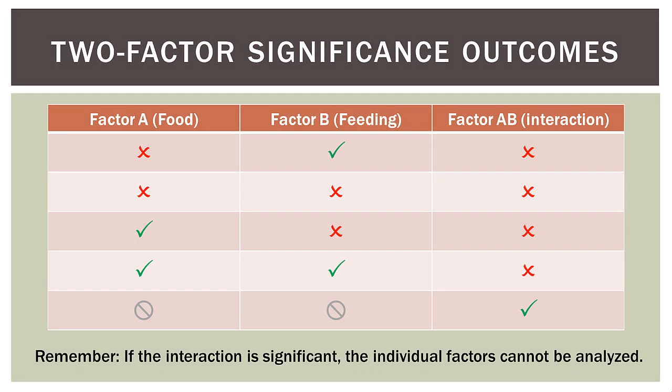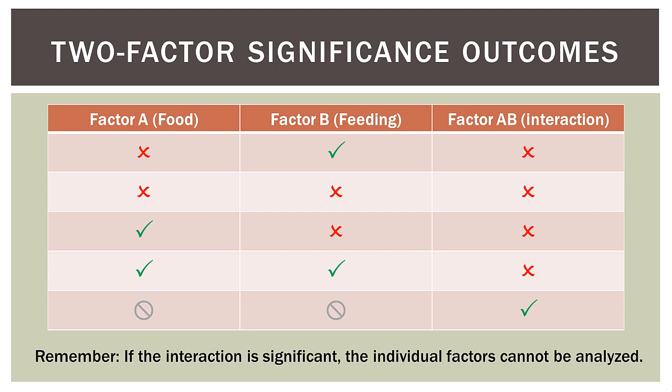So let's go ahead and generalize this a little bit. We have two-factor ANOVA, and let's look at all the possible outcomes we could have in terms of significance. In this case, our factor A we'll call food, and factor B we'll call the feeding frequency, 1 or 2 times per day, and then factor AB is the interaction. So we really have 5 possibilities here.